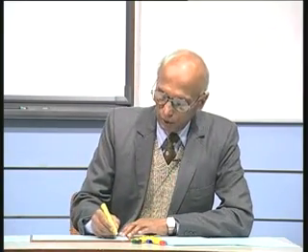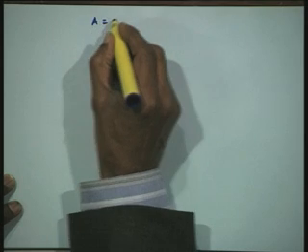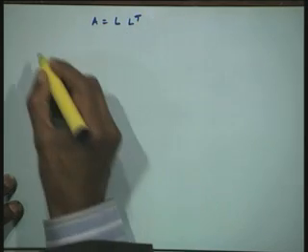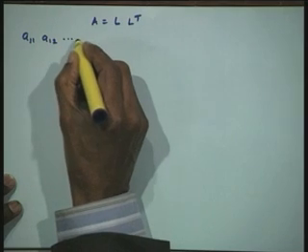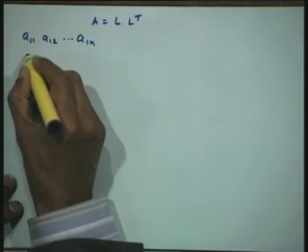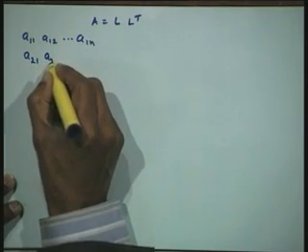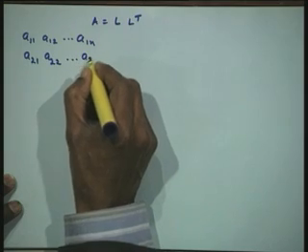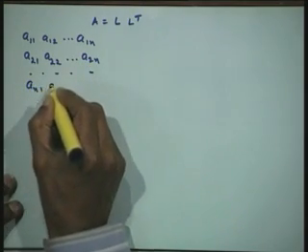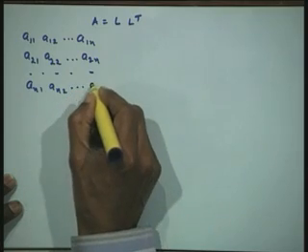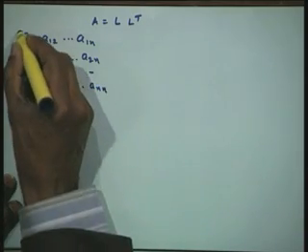Now, let us see how we are going to get the decomposition A is equal to L into L transpose. So let us write it down. Our A is equal to L L transpose. Let us write down the full system: A11, A12, A1n, A21, A22, A2n, An1, An2, Ann.